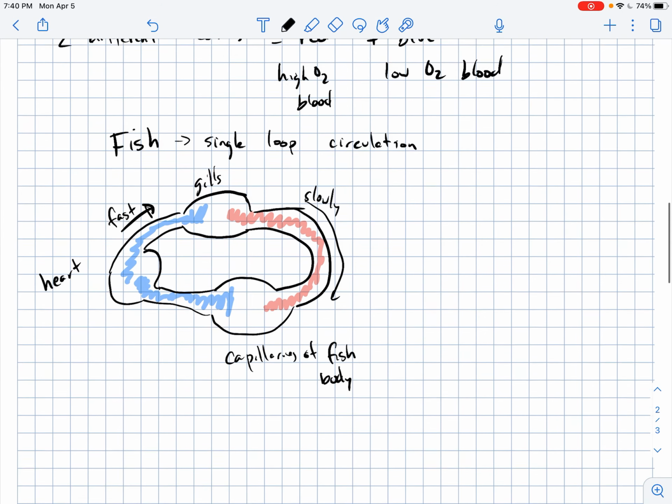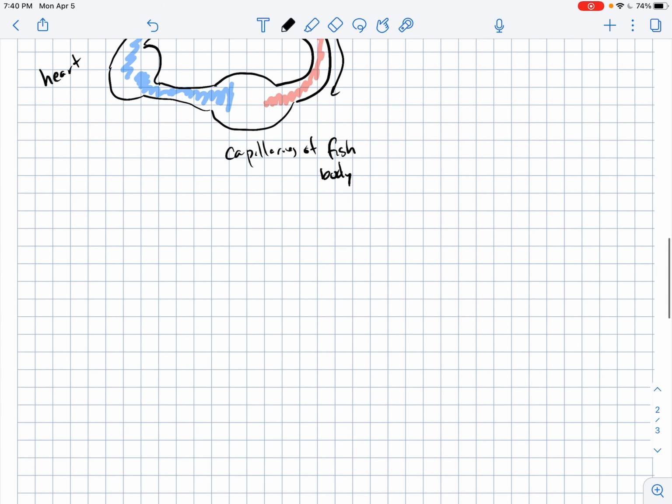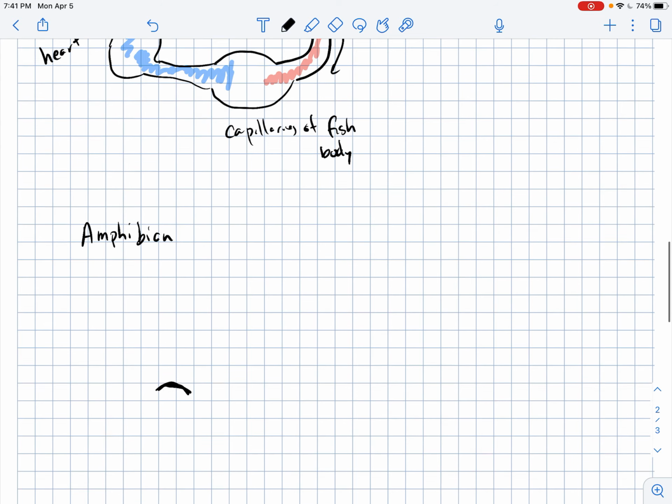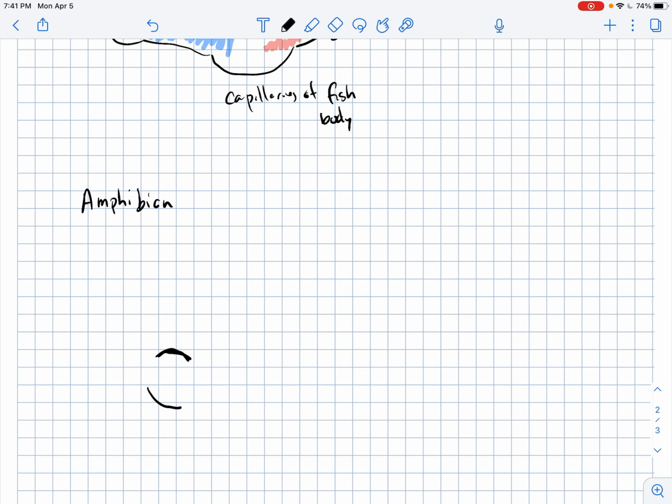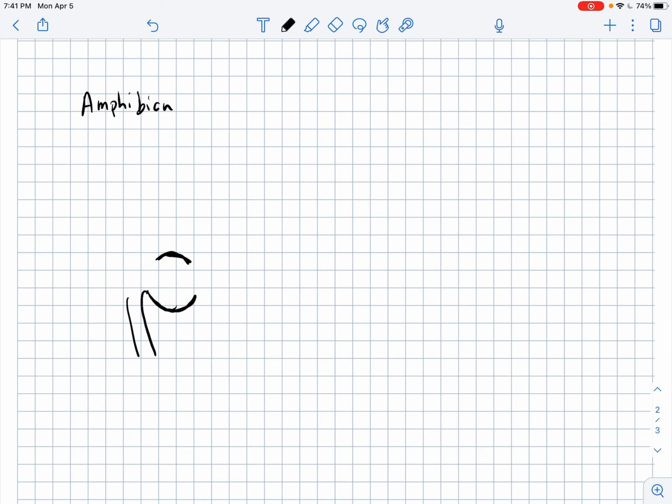The next class of organisms that we're going to look at is amphibians because they show a better setup, but not quite as good of a setup. And so our drawing is going to be a little bit more complex. We're going to draw a heart in the middle. And our heart's going to kind of look like this. And we're going to have capillaries that go down to the body.